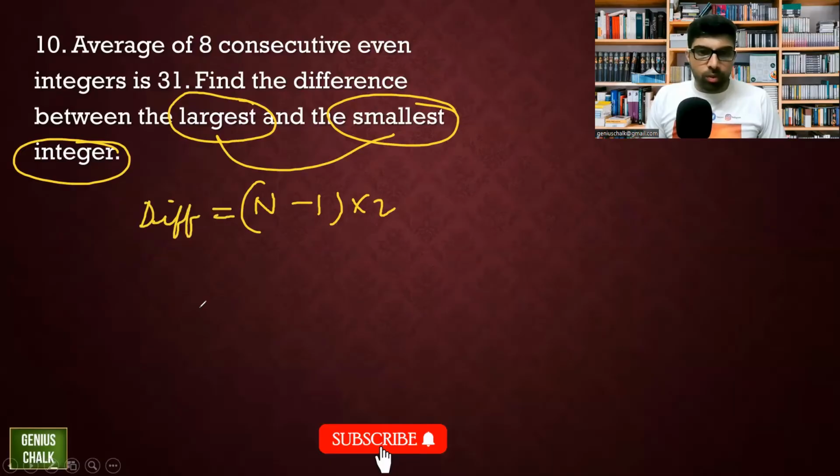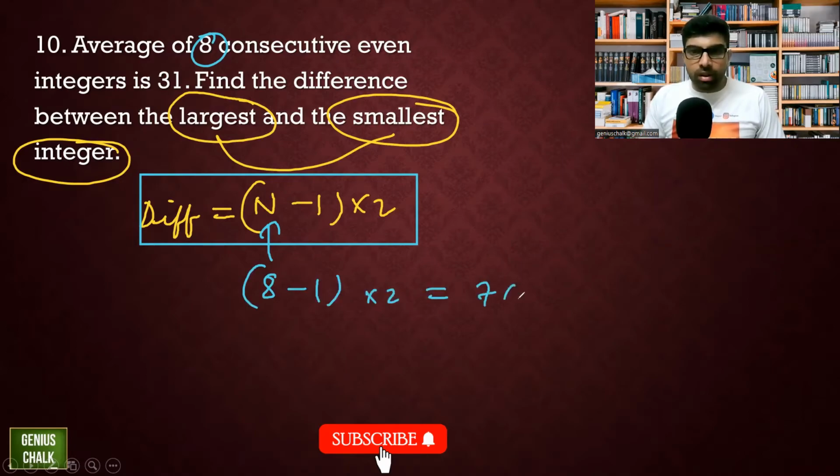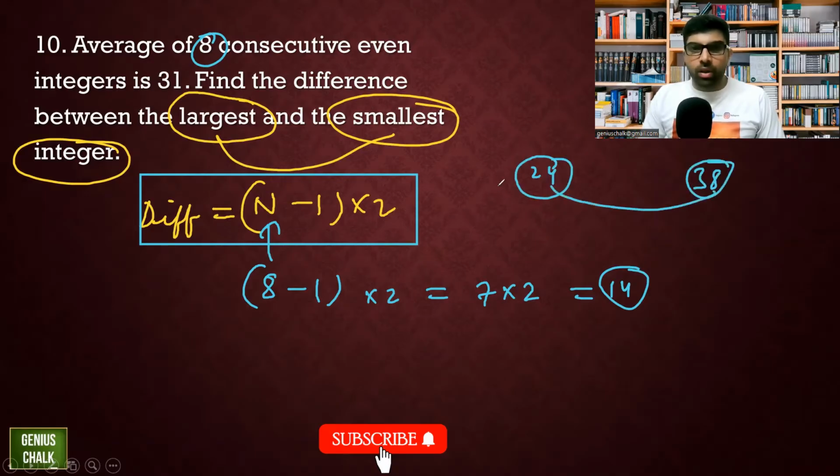Maximum times difference question asked, and it is observed that this has to be the formula for that. Difference equals (n minus 1) into 2, where n means the number of terms. So it is 8 minus 1 into 2. 8 minus 1 is 7, and 7 twos are 14. If you remember, our answer was also 14 because the smallest was 24 and the largest was 38. So there is no need to solve for this type of question.